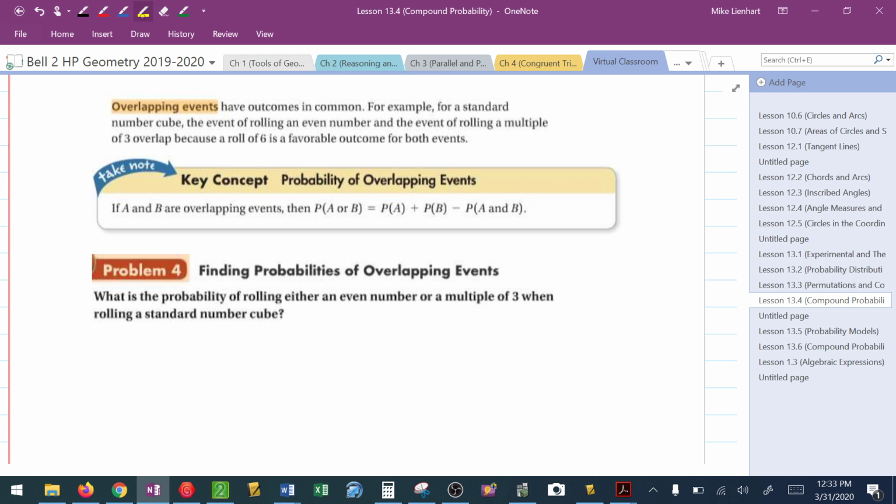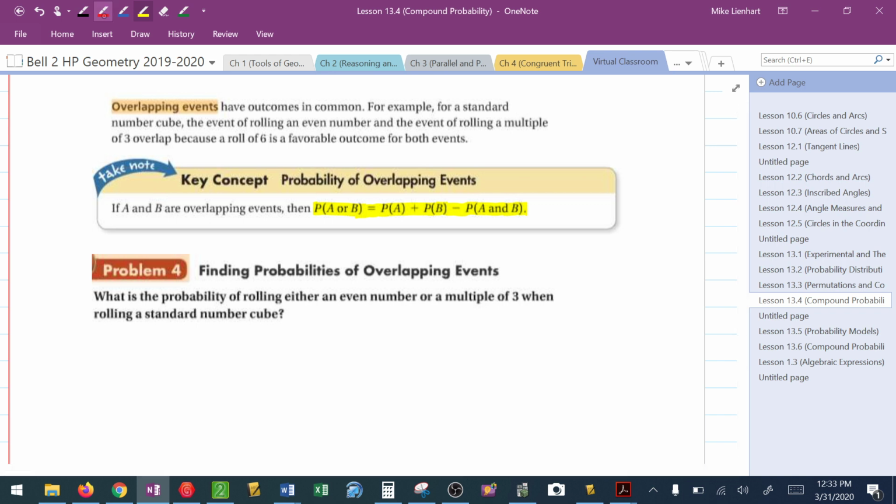So when do we have to worry about this overlap? First of all, we only have to worry about the overlap when it's an or. We don't have to worry about it for and scenarios, okay? But when it's an or, we're going to calculate the probability just like normal. Probability of A plus probability of B, but then we're going to take off the overlap. We're going to take off the A and B.